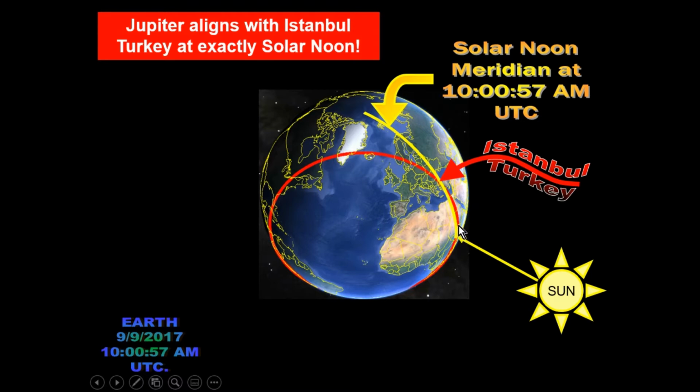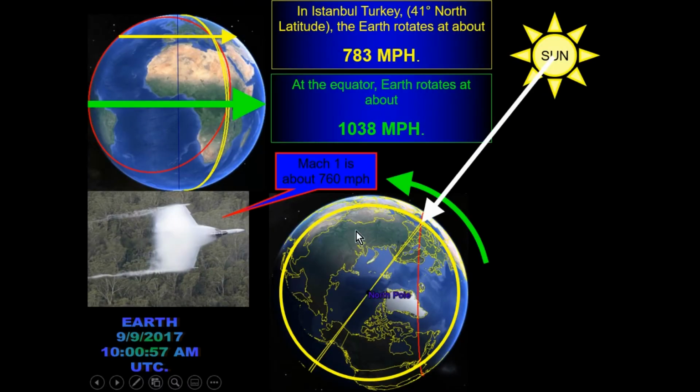Now, solar noon is going by as the Earth spins, as the Earth rotates. At the equator, it's rotating at 1,038 miles per hour. At this latitude up here, it's 783 miles per hour. If you're standing at the North Pole, it's 0. If you're standing at the South Pole, it's 0. So this is how fast you're traveling as the Earth rotates. So that's how fast solar noon's going around the Earth.